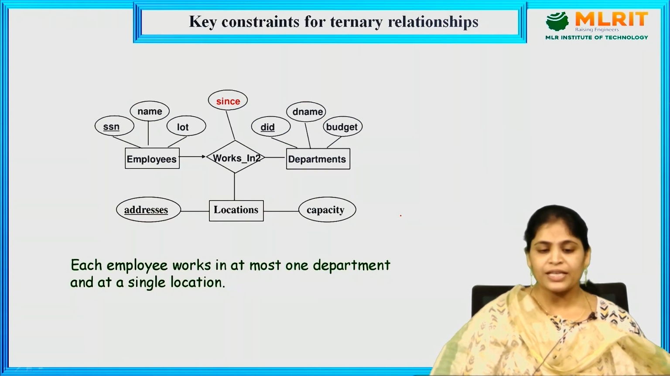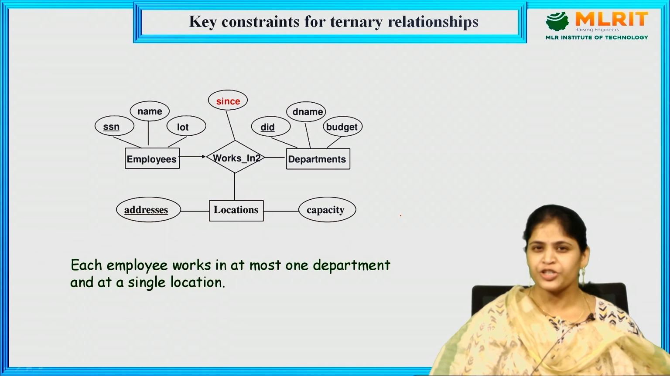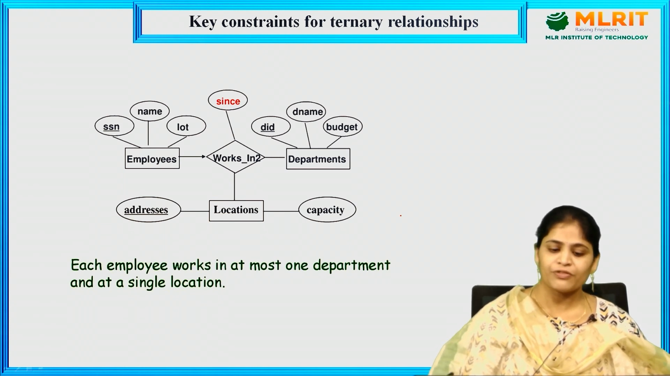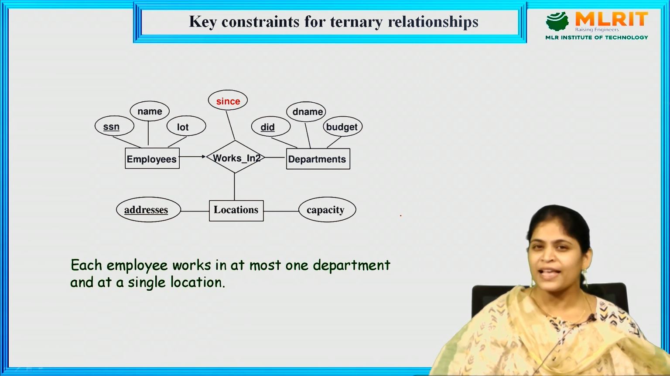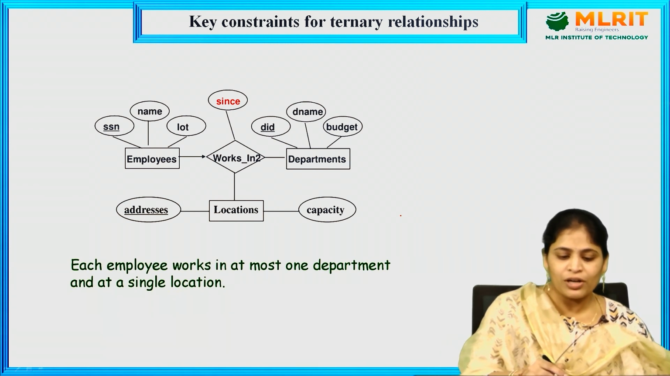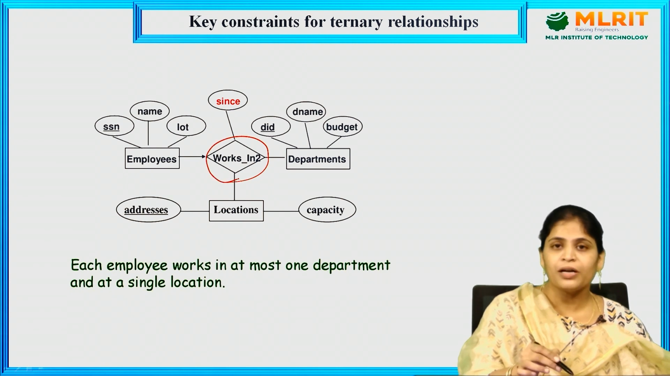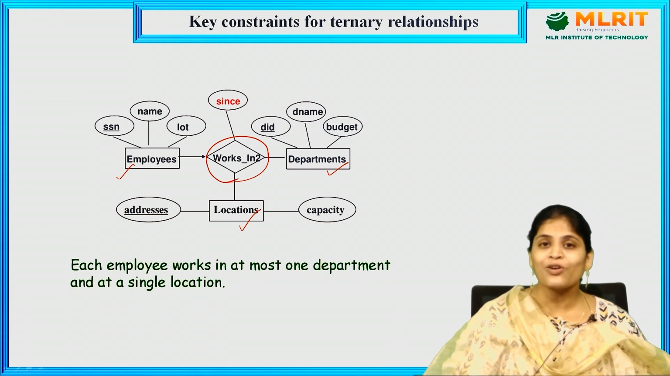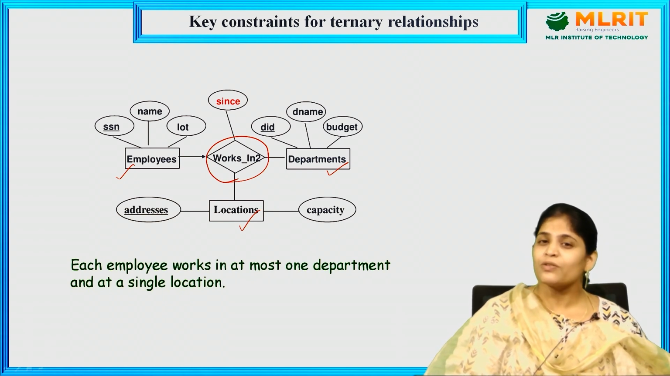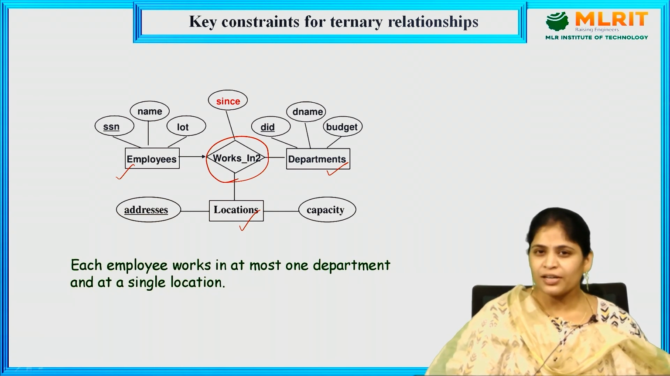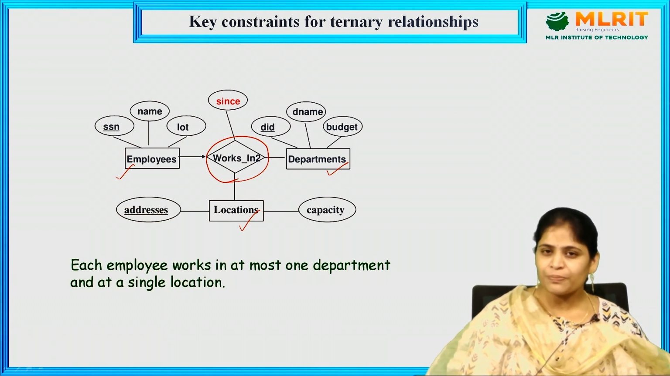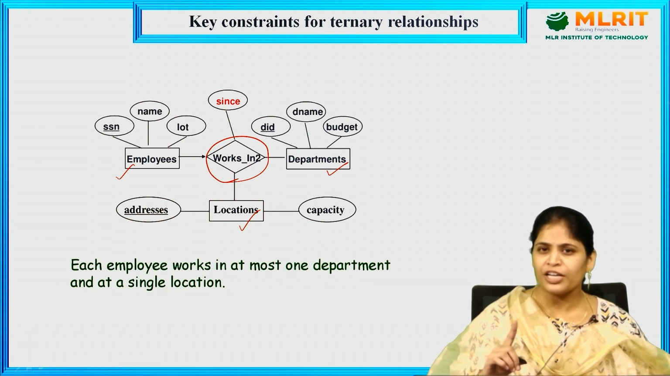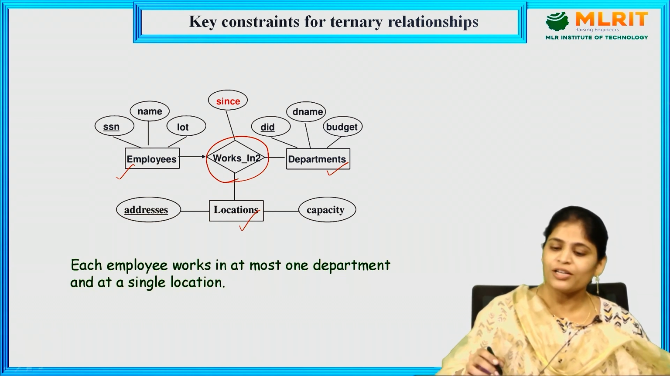The next one is key constraints for ternary relationships. As we already discussed earlier, what is a ternary relationship? If a relationship contains exactly three entities, then it is called a ternary relationship. So, we have three types of relationship: unary relationship, binary relationship, and ternary relationship. A unary relationship means a relationship contains only one entity. For that we have already discussed an example.